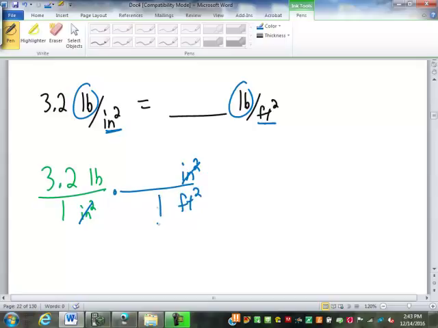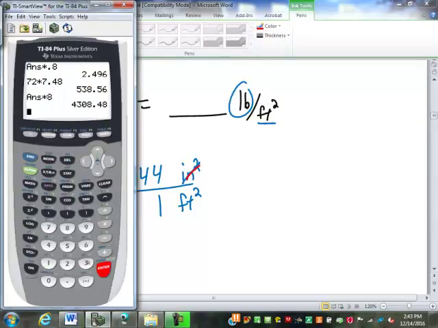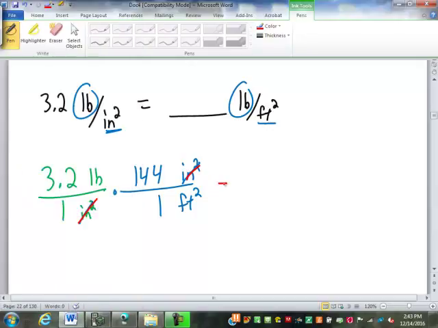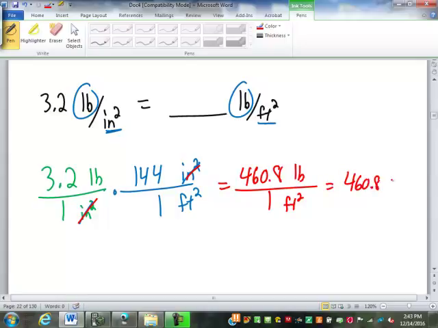1 square foot is how many square inches again? 144. You guys are getting good at that one. So yes, the square inches cancel out. 3.2 times 144 is 460.8 pounds over 1 square foot. So that's 460.8 pounds per square foot.